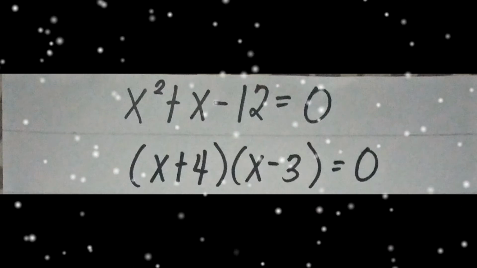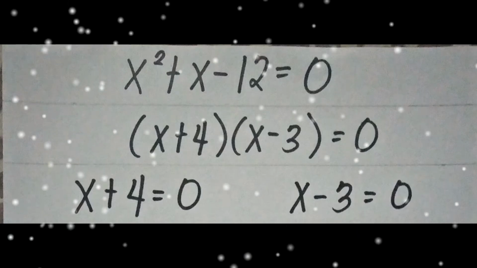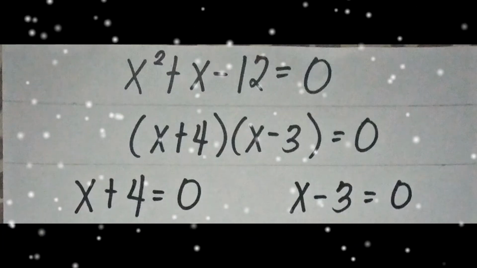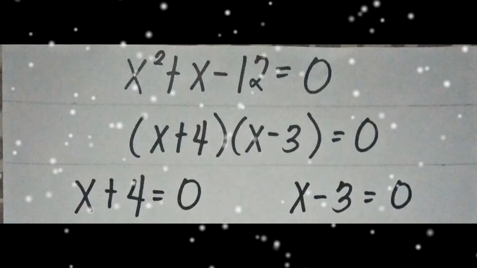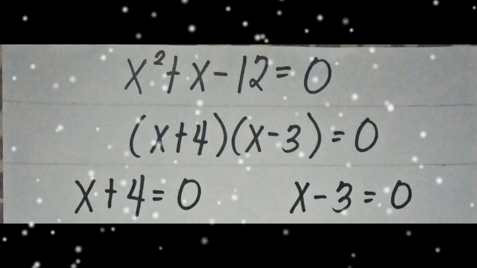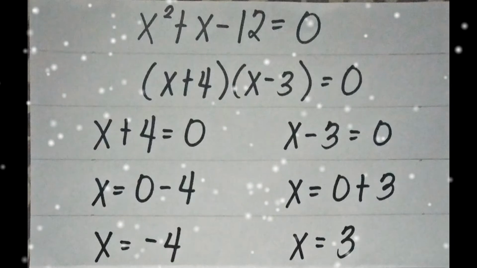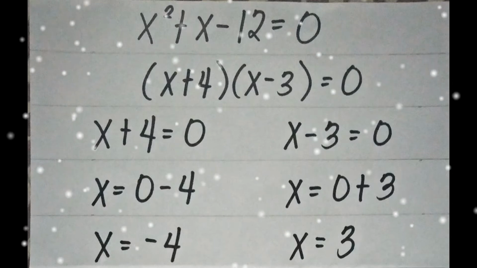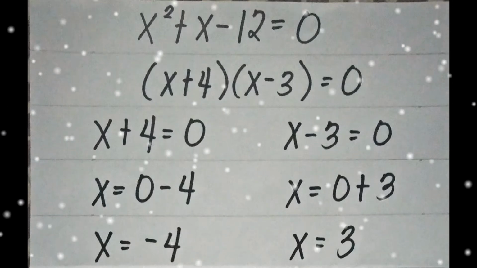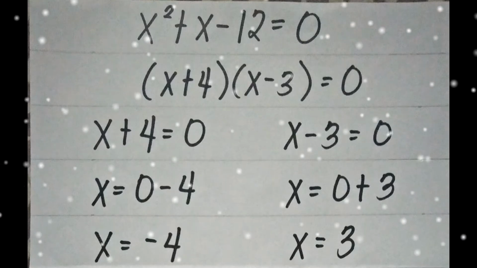The next step is apply the zero product property. The first is x plus 4 equals 0. The second one is x minus 3 equals 0. So solve for x. X plus 4 equals 0. Transpose positive 4, so it will be negative 4. Then the next is x minus 3 equals 0. Transpose negative 3, so it will be positive 3. So the final answer is negative 4 and positive 3.